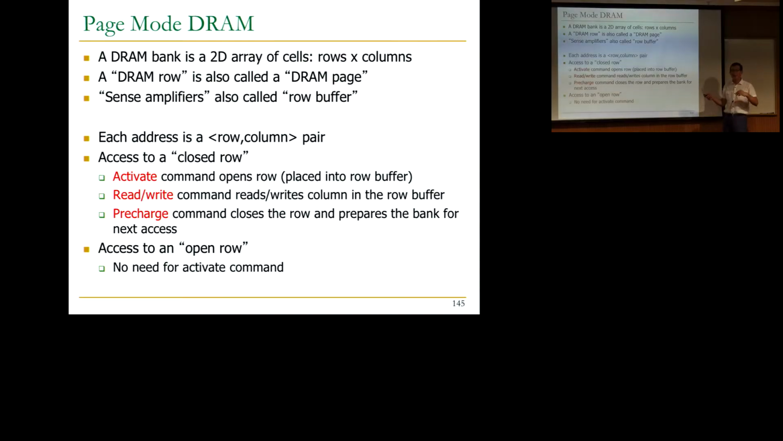If you're accessing a bank that has a row open that's different from the row that you want, now you need to precharge the bank first, and then activate the row you want, and then do a read or write. So that's called a row conflict access, and that takes the longest. So clearly, depending on the state of the bank, the access takes different amounts of time. And I'm going to show this pictorially in a little bit.